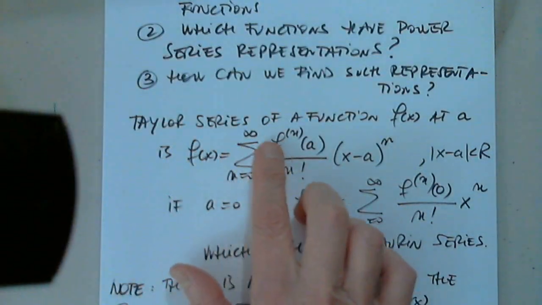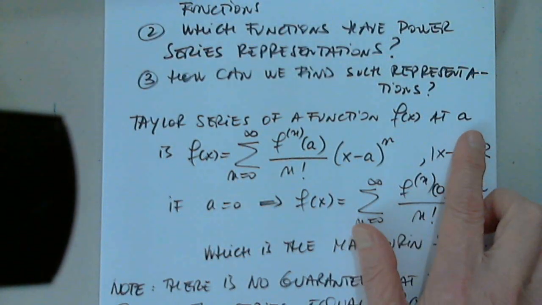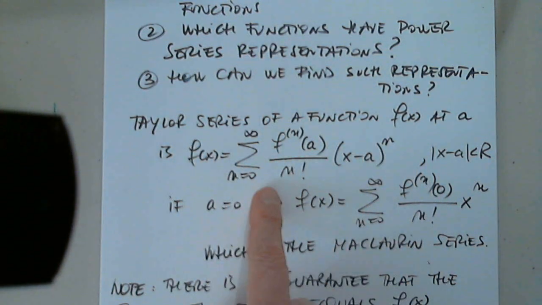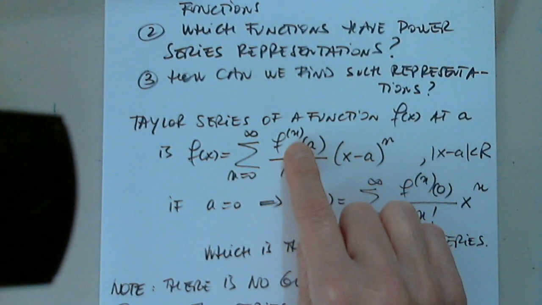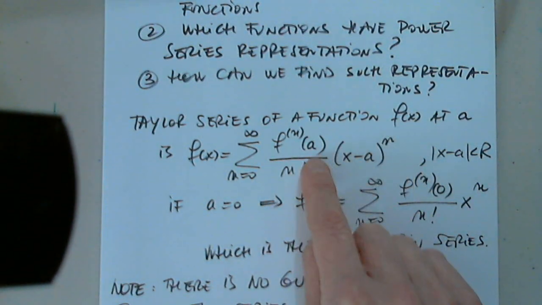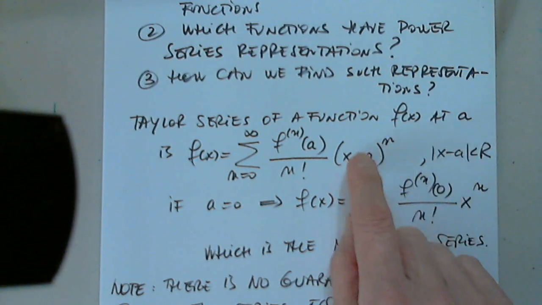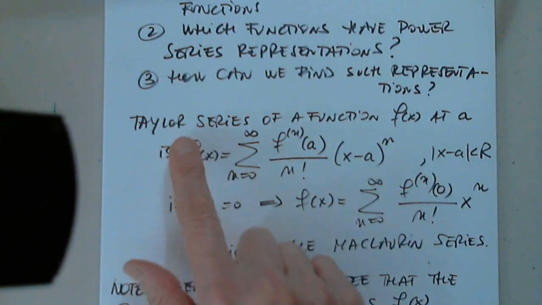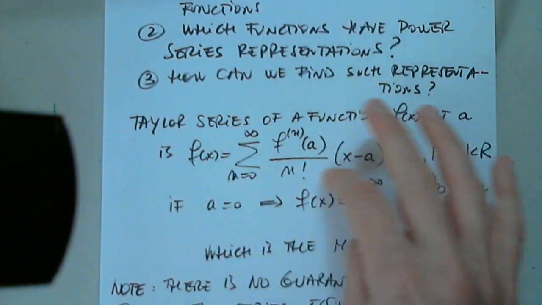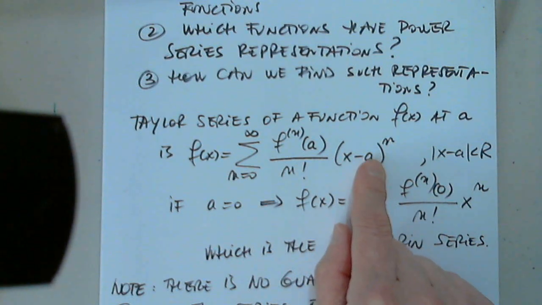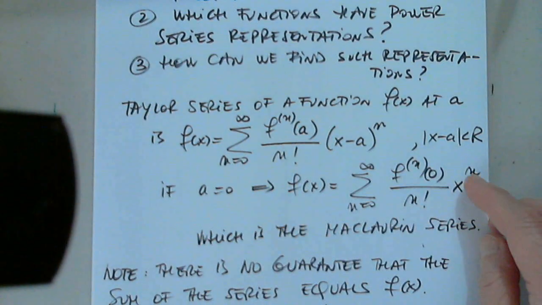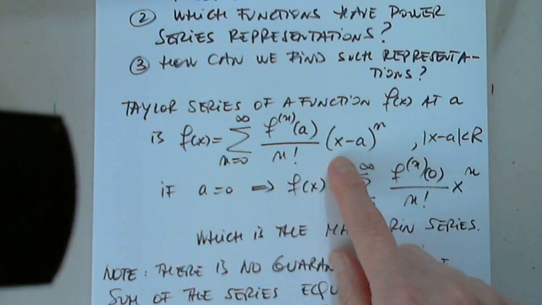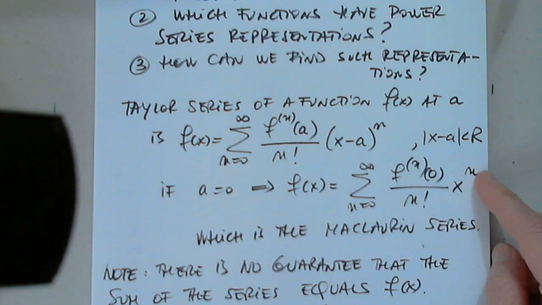So the Taylor series of a function f of x centered at a is this series. f of x is the sum from n equals 0 to infinity of the nth derivative of the function evaluated at a, times x minus a to the nth power, over n factorial. The Maclaurin series is exactly the same, but when a is 0. So then we have the nth derivative of the function evaluated at 0 divided by n factorial, times x minus 0, which is x to the nth power.